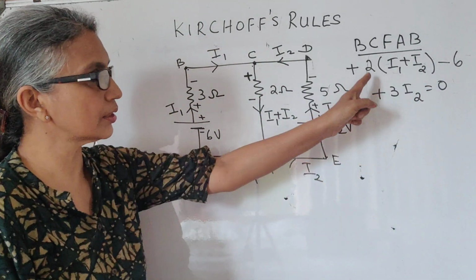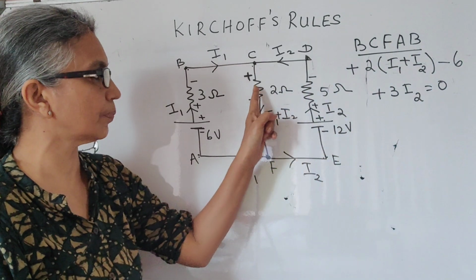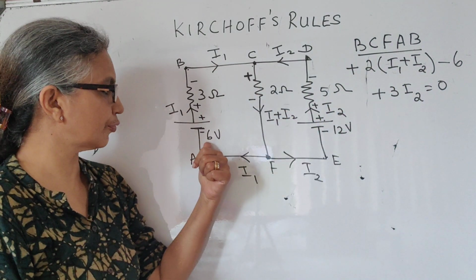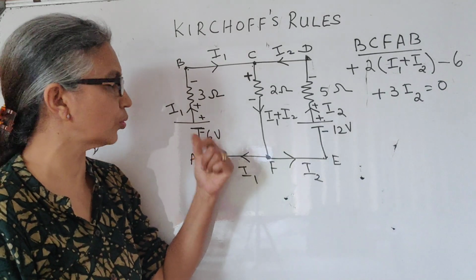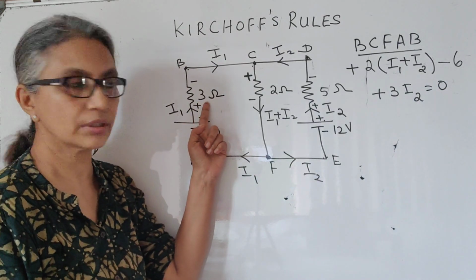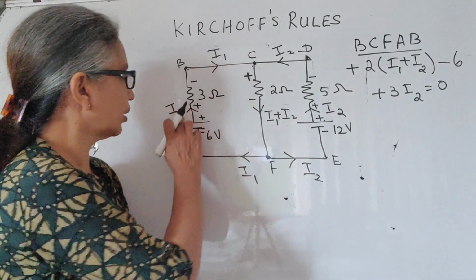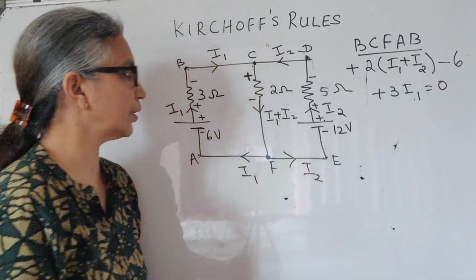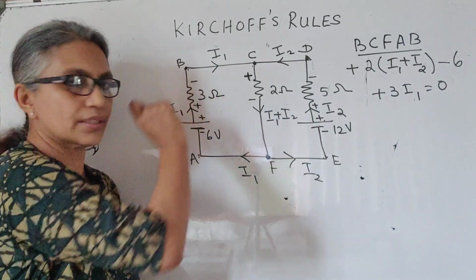Where this 2I1 plus I2 is the potential difference across this resistor. The 6 is the potential difference across the cell that they've given you, and 3I1, I'm sorry, the current that this carries is I1, so 3I1 will be the potential difference across this resistor.